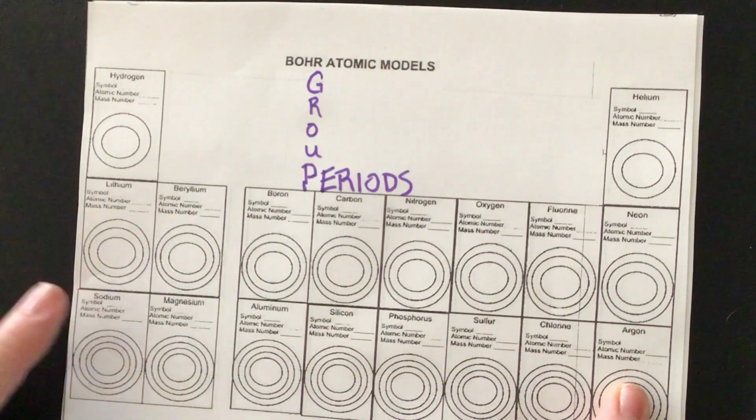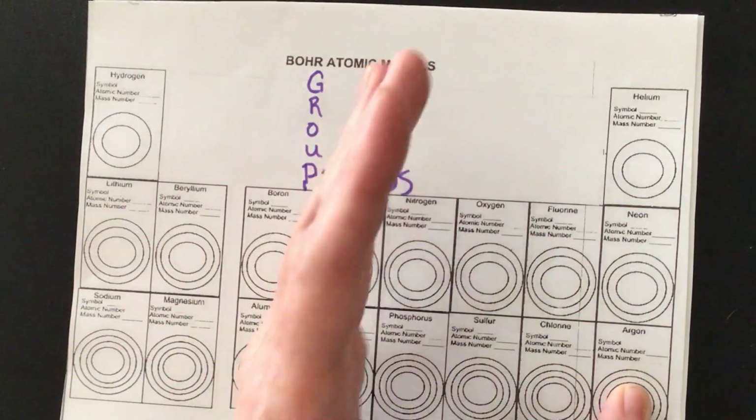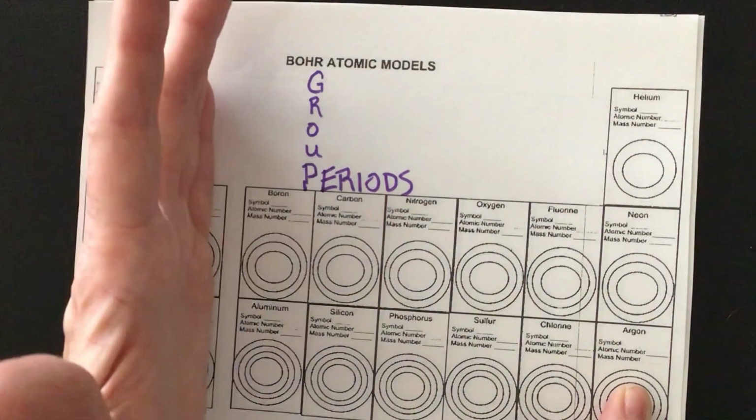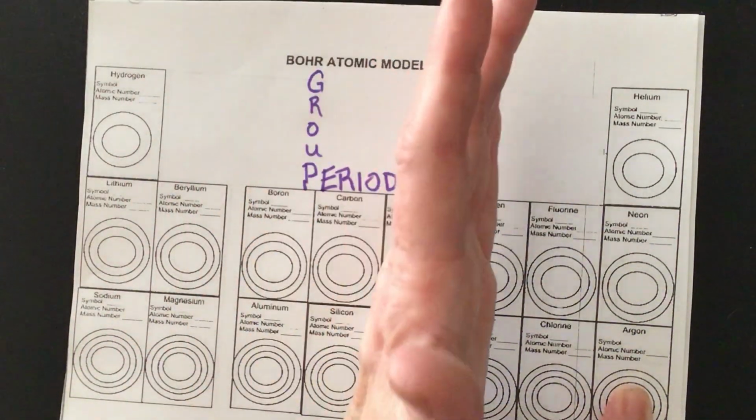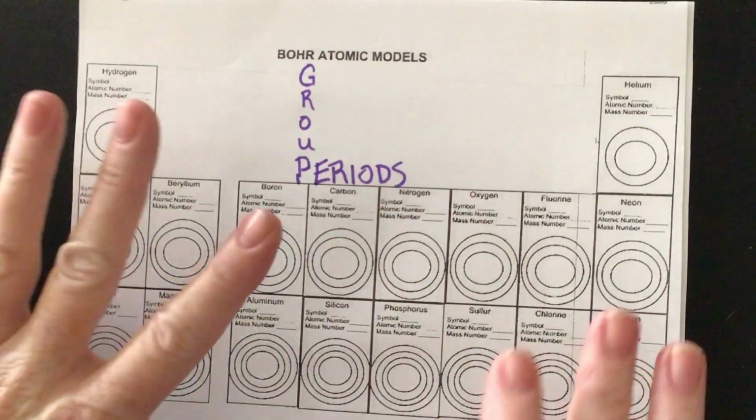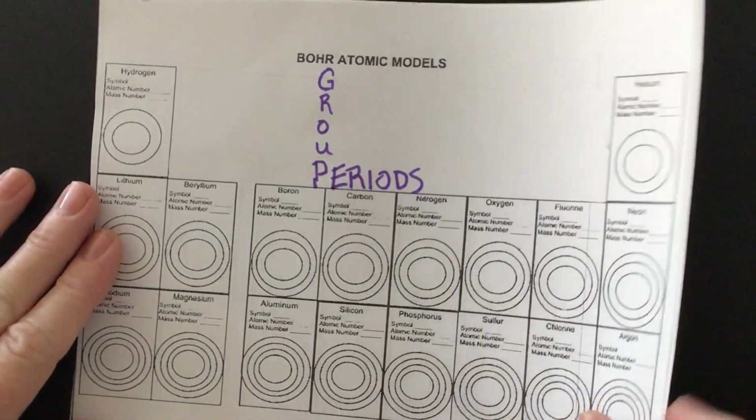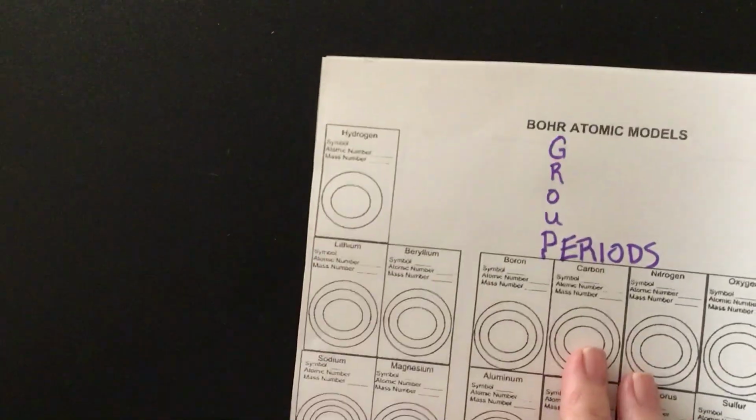Now we have groups. Groups go up and down. Can y'all show me fingers how many groups you see on this abbreviated periodic table? How many groups do you see? 8. Yeah, there are 8. Next class we're going to talk about the importance of what the periods and groups tell us. We're going to start here with hydrogen.